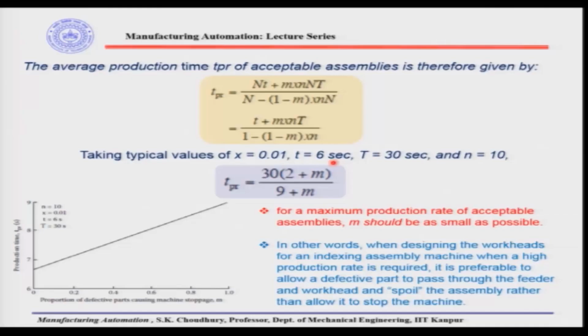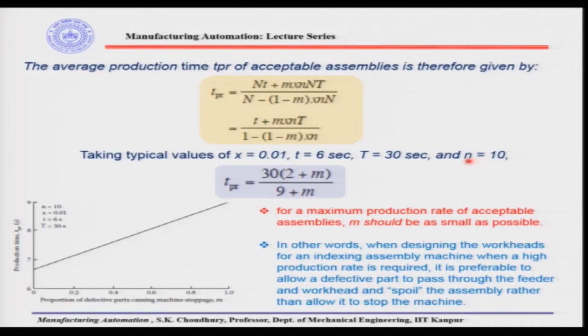Cycle time is 6 seconds, for example, this is an example taken, and the time taken for an operator to diagnose the problem if the machine stops and restart the machine is 30 seconds, and the number of automatic work heads will be 10. So, if you put these values in this equation, we will have the average production time TPR equal to 30 into (2 + m) divided by (n + 9 + m).